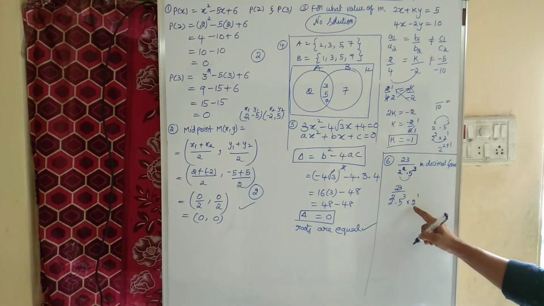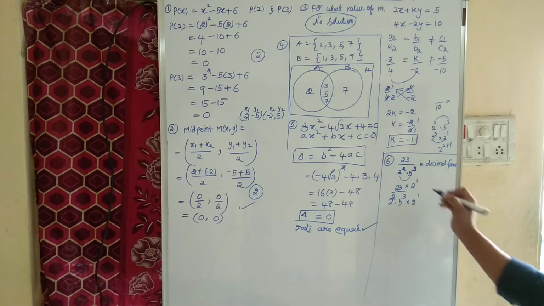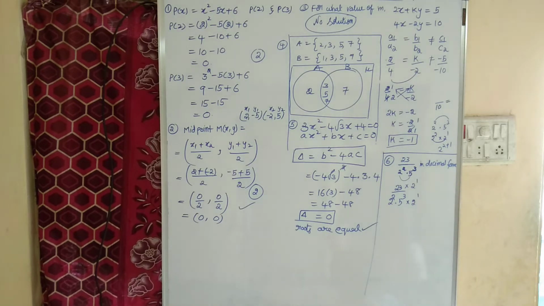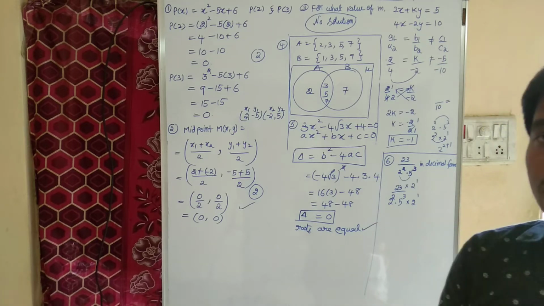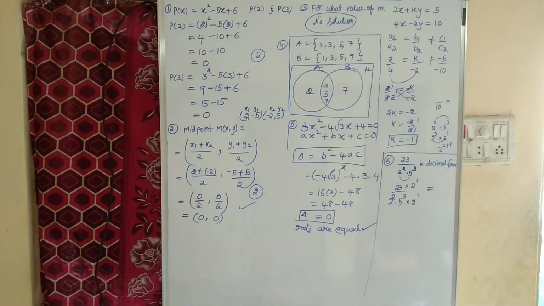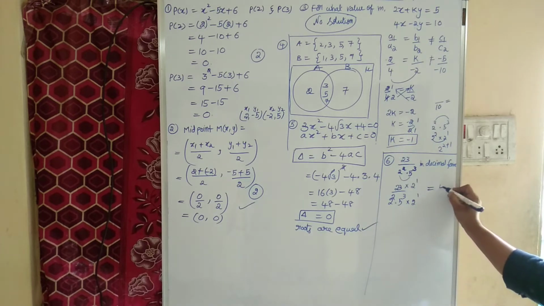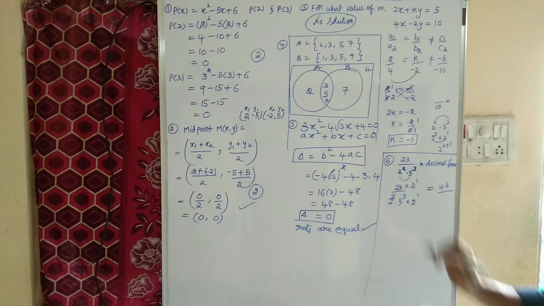When we multiply the denominator by 2 to the power of 1, at the same time we need to multiply the numerator as well. Whatever manipulation we do to the denominator, the same we need to do for the numerator. 2 power 1 is nothing but 2 only. So 23 into 2 is 46. Why did we get 46, children? 2 threes are 6, 2 twos are 4.